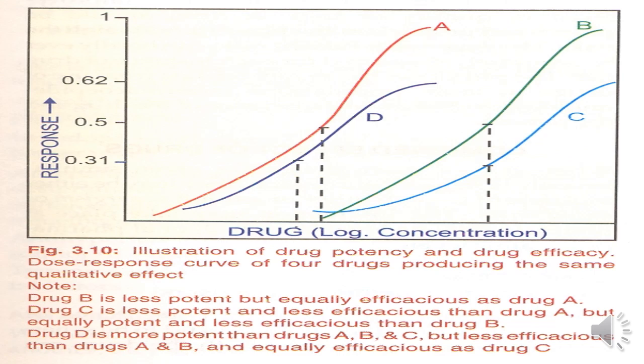Similarly, drug D is more potent than B, but D is less efficacious than B. I hope you are getting my point. So, drug C is less potent and less efficacious than drug A, but equally potent and less efficacious than drug B. Drug D is more potent than drugs A, B, and C, but less efficacious than drugs A and B, and equally efficacious as C.